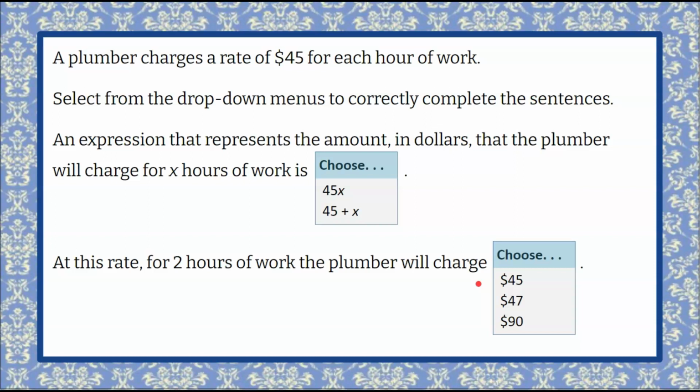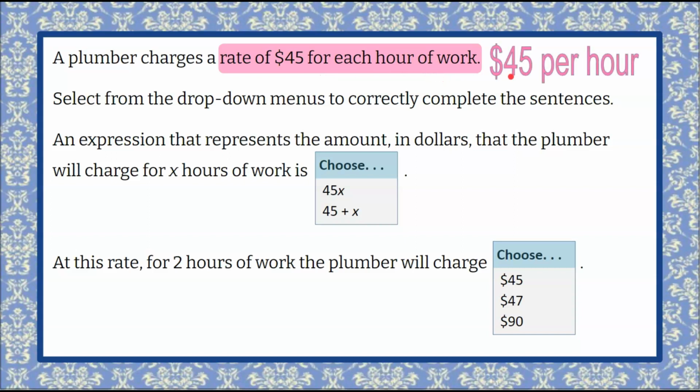Good luck. Welcome back. So again, we're looking at a plumber who charges a rate of $45 for each hour of work. So we know that it's $45 per hour. In math, when we talk about the word per, we're going to replace that with multiply. So we're going to have $45 multiplied by the number of hours that they work. For example, if you babysit and you're going to earn $5 per hour, you're going to multiply the number of hours that you work by $5 to determine how much you're going to make.